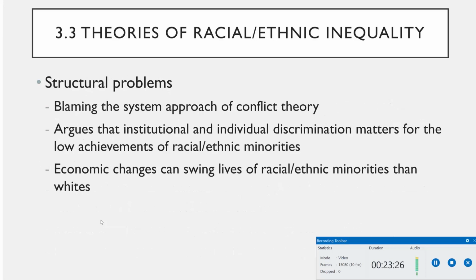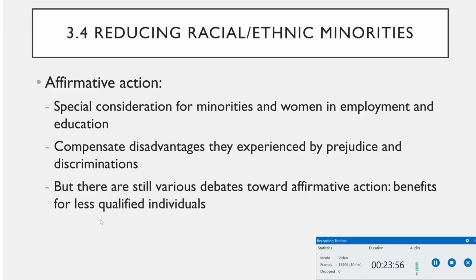So structural problems are based on conflict theory, blaming the system instead of the individuals who are poor or in a minority racial condition. It argues that institutional and individual discrimination matter for the low achievement, low schooling, or low income of minorities. So economic changes can swing the lives of racial and ethnic minorities more than whites.